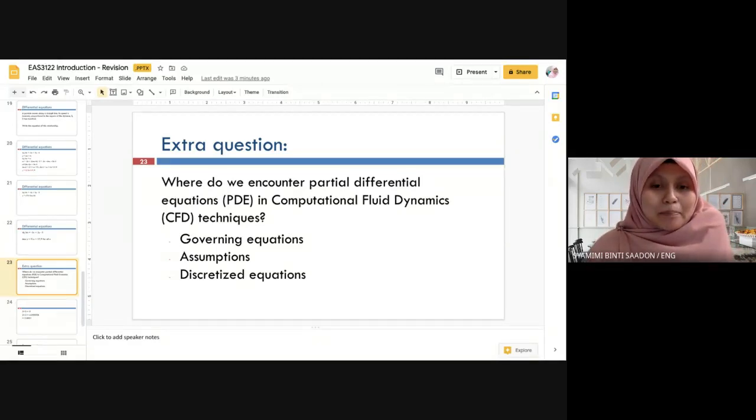So what is PDE? We will use numerical methods to solve this partial differential equation in computational fluid dynamics using computational fluid dynamic techniques. Okay, the question here: where do we encounter partial differential equations in computational fluid dynamics techniques, whether in governing equations, assumptions, or discretized equations? There are three options here. So the answer actually is governing equations.